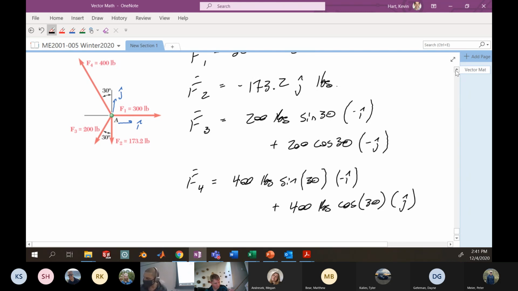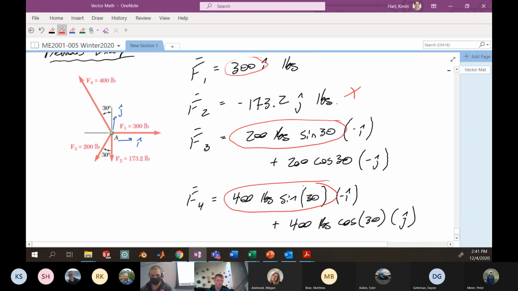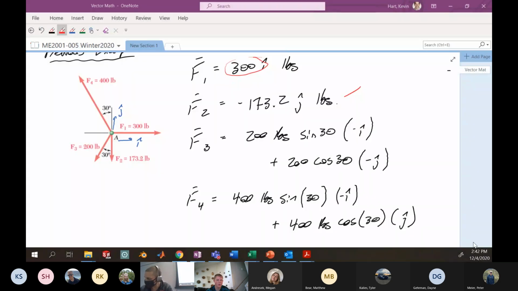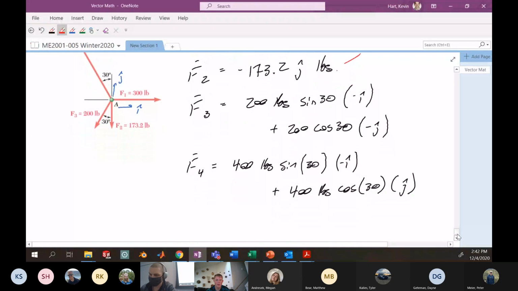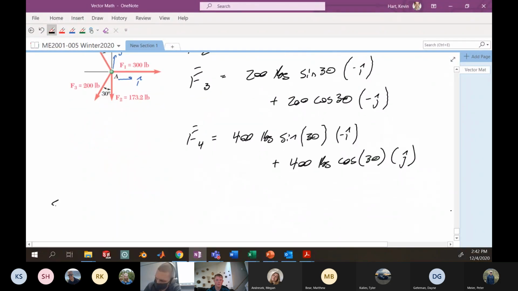All right, I can investigate just the x and y directions independently, so I might want to do that. So we see x components here of 300. There's no x component in this one. I have an x component here of negative 200 sine 30. And I have an x component here of negative 400 sine 30. So if you look at the summation in the x direction, the summation of the forces in x is like this.